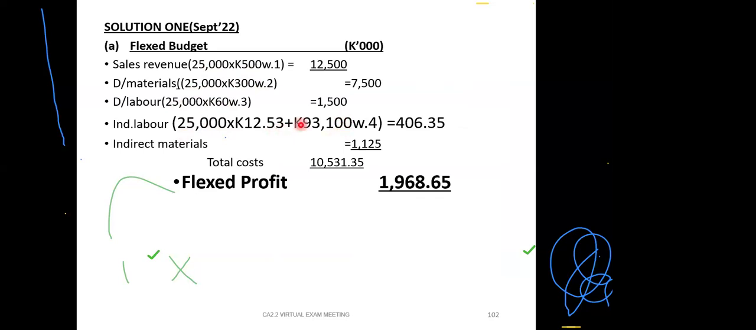Flex. Then 93,100, you don't flex, you just bring it as it is. So the total was 406 there. Then indirect materials, again, you just bring it as it is. You don't flex. So the flex profit was that much.